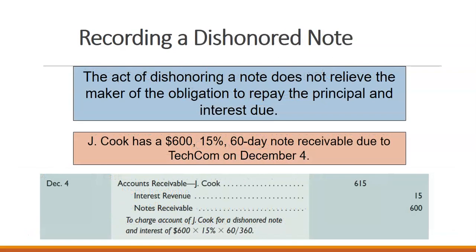If that note was dishonored, they would still have to pay the entire amount, in which case we would record that to an account receivable, noting that they owed us $615, or the note plus the interest accumulation.